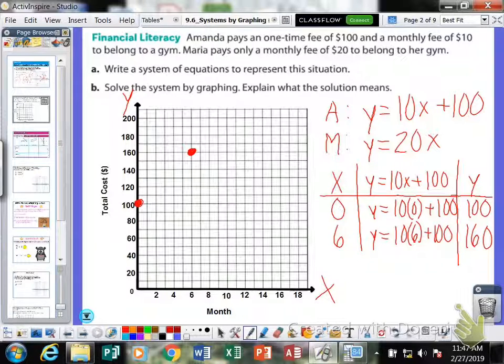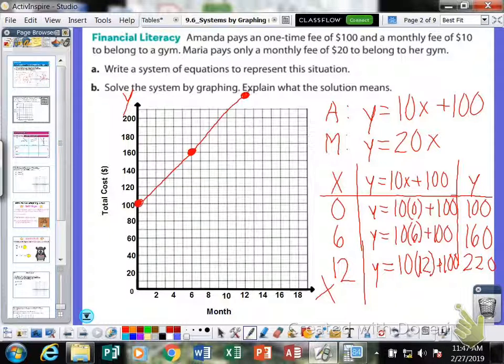Okay, my last one we'll try, let's say 12, going up by 6, we'll keep that trend going. We have y equals 10 times 12 plus 100. That's going to give me a y value of 220. So if I want to graph that, I'm going to go to 12 on my x-axis and 220, which is really off our x-axis, but it'll be somewhere about up in there. Okay, and then we want to draw a line.